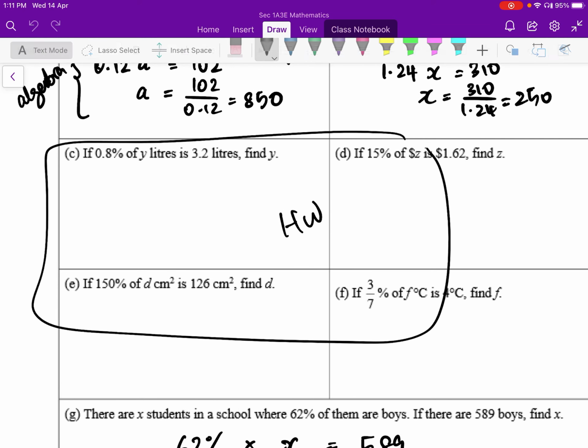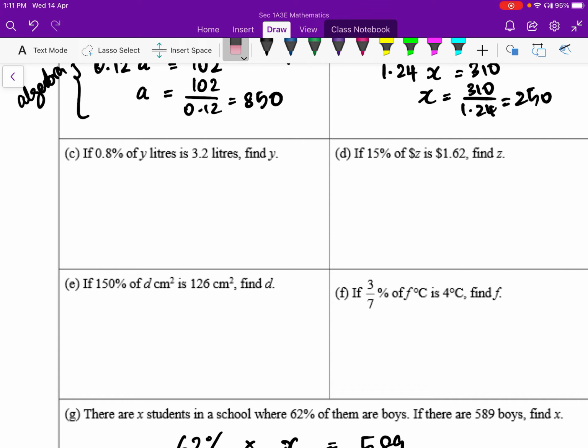Right, we didn't have difficult questions for our homework. So let's see how much we can complete it today.